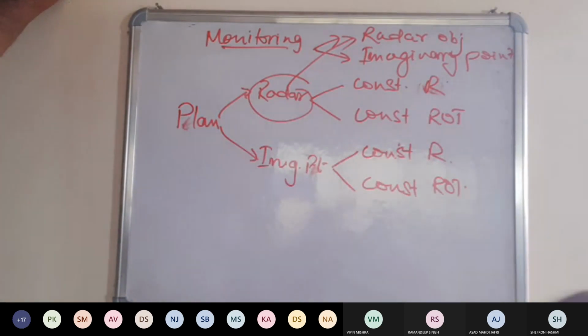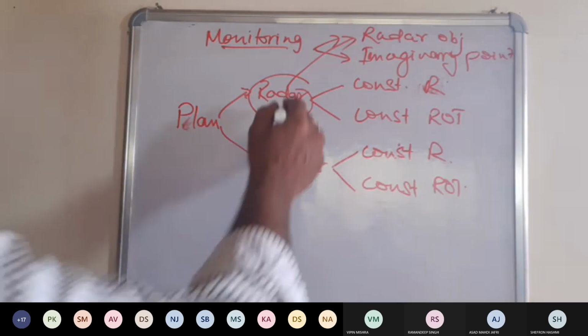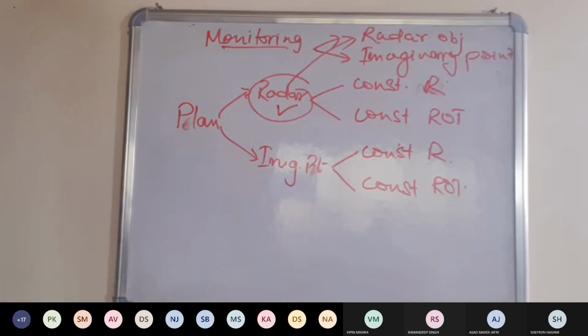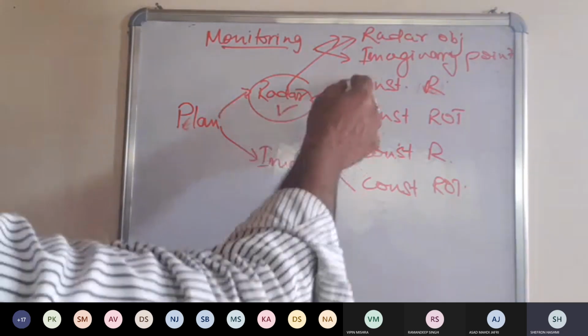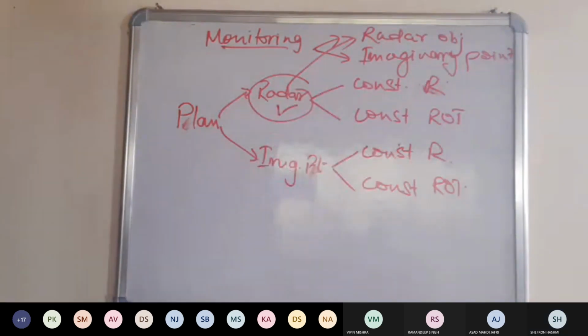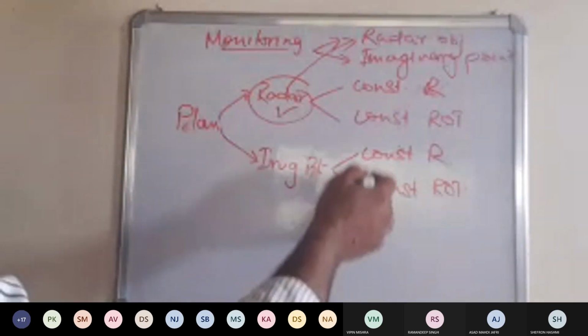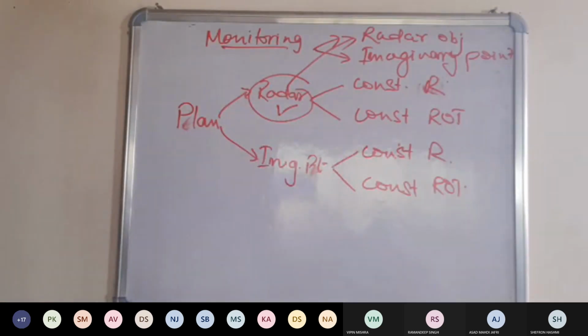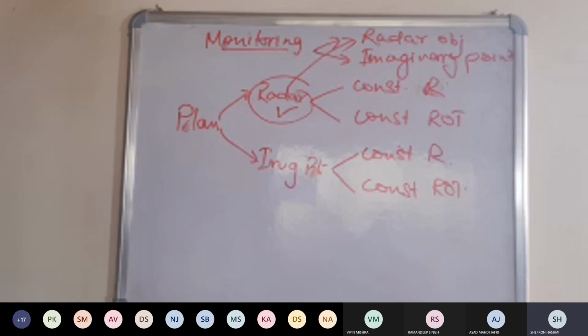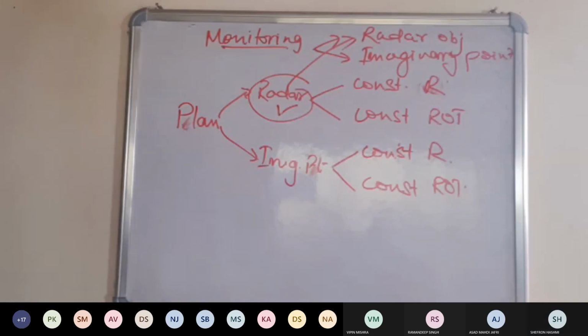करेक्ट? क्वेश्चन नंबर 2 और 3 दोनों देखिए, दोनों में रडार ऑब्जेक्ट है मेरे ख्याल से. हाँ सर, रडार ऑब्जेक्ट है दोनों में. तो रडार ऑब्जेक्ट रहेगा तो एग्जीक्यूशन इंडिपेंडेंट है. इंडिपेंडेंट मतलब कि रडार ऑब्जेक्ट में भी ये दोनों कर सकते हैं, इमेजिनरी पॉइंट में भी ये दोनों कर सकते हैं. यस सर. अंडरस्टूड? यस सर. ओके.